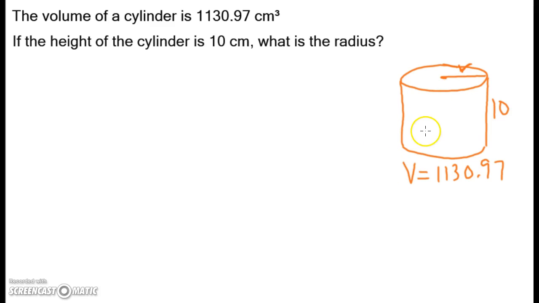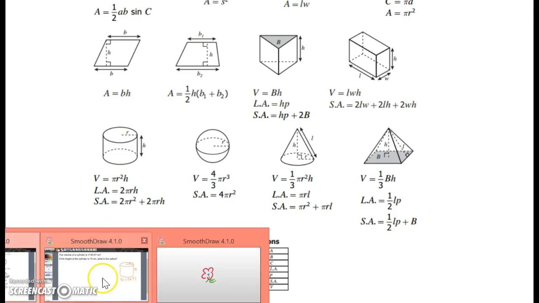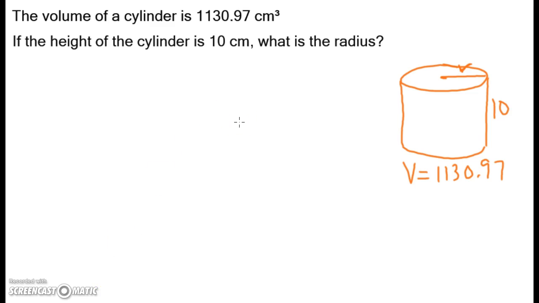All right, so what we need to do this problem is the formula for volume of a cylinder. All right, so we look at our formula sheet. We find our cylinder right here, and we find our volume formula. Volume is equal to pi r squared h. All right, so let's go back and let's write our formula. Volume is equal to pi r squared h.